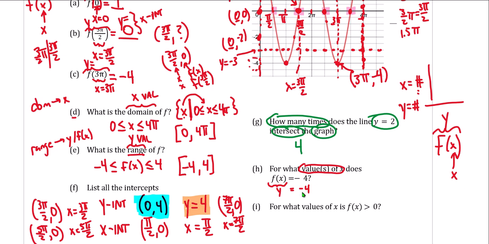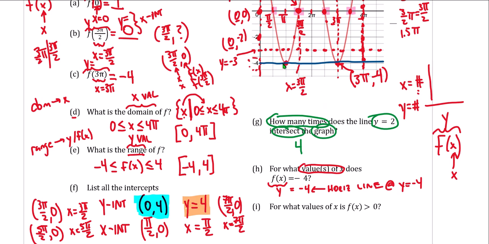Well, again, y equals negative 4, just like we talked about in example G, is just a horizontal line at y equals negative 4. That's what y equals negative 4 means. So what I'm going to do, and again, I'll change colors here, I'm going to draw a horizontal line. So I just drew a horizontal line at y equals negative 4.